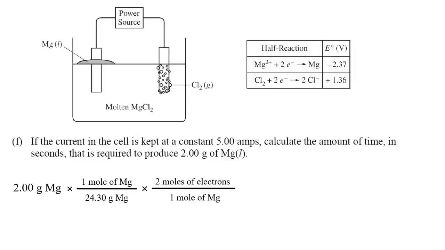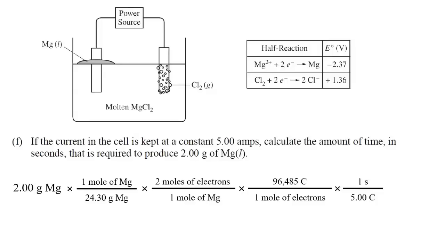Now it's time for the Faraday constant. I'd like to convert moles of electrons to coulombs. So 96,485 coulombs for every 1 mole of electrons. And then my last conversion factor involves 5.00 amps. That would be 5.00 coulombs per second. But I would like to get the coulombs to cancel out. So it's going to be coulombs on the bottom and then 1 second on the top.